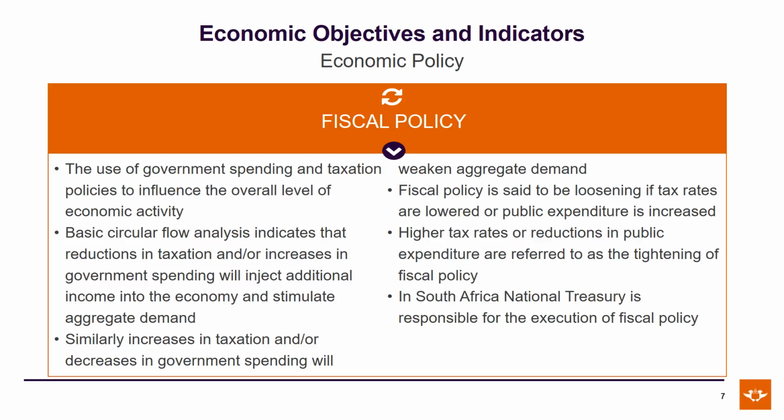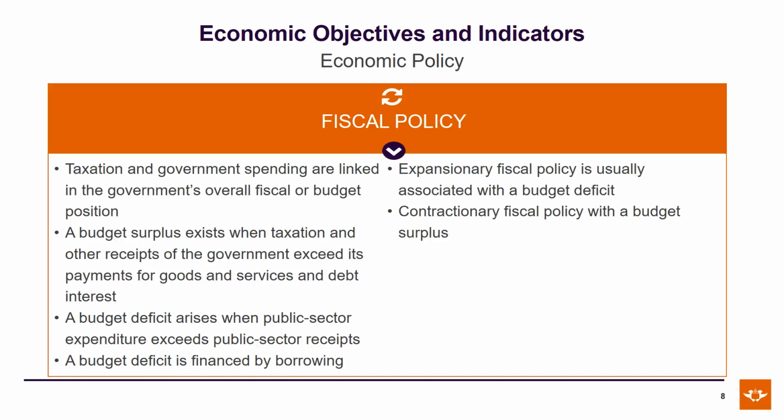If, on the other hand, fiscal policy is tightened, that means that taxes are increased or government expenditure is decreased, this will have a negative impact on economic activity and aggregate demand. Now, taxation and government spending, which are the tools of fiscal policy, are linked in the government's overall fiscal or budget position. Now, a budget position is essentially whether there's a budget surplus or a budget deficit.